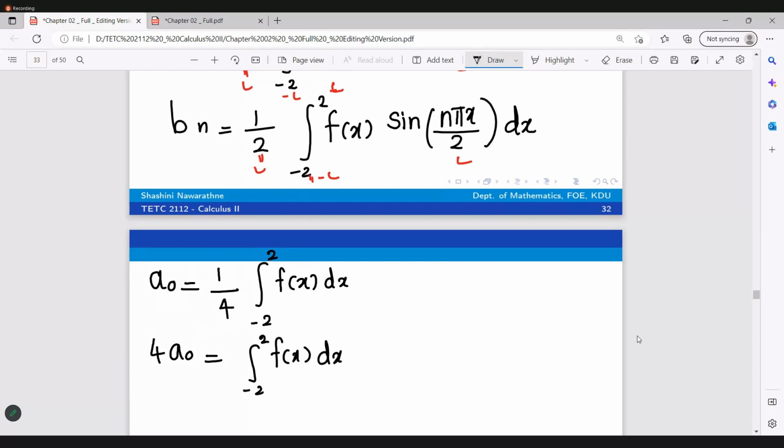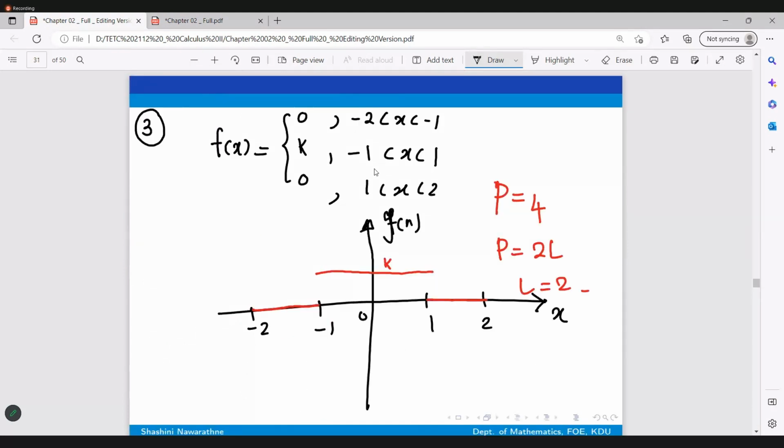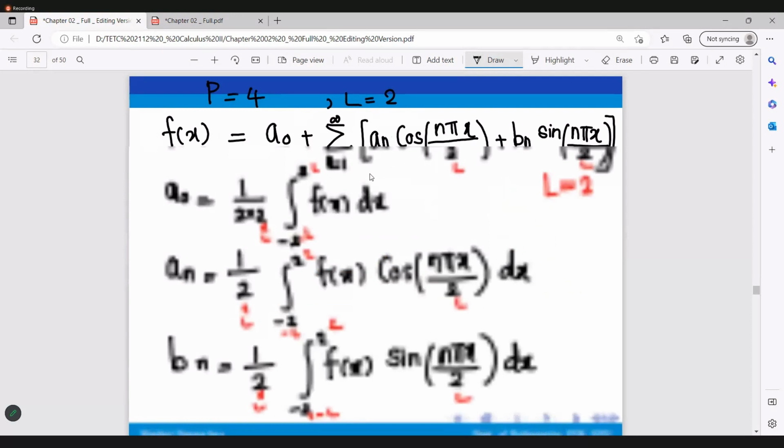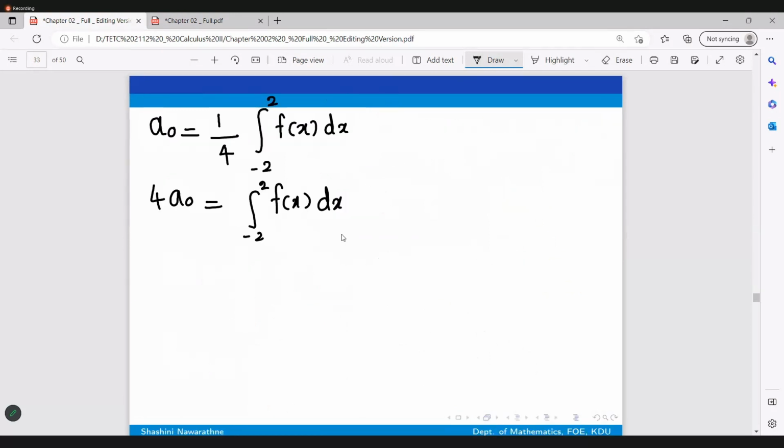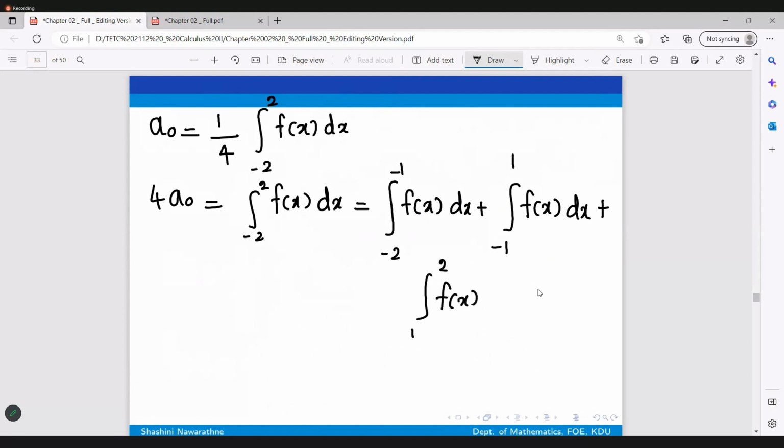And if we go back to our function, we can see that the function is defined in 3 parts, starting from this minus 2 to 2. So we have to separate our integration also into 3 parts: from minus 2 to minus 1 of f of x dx, plus minus 1 to 1 of f of x dx, plus 1 to 2 of f of x dx.